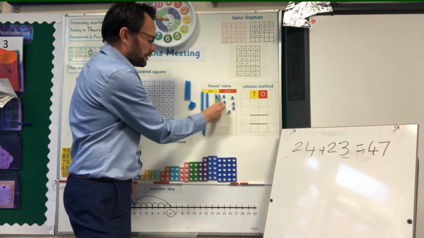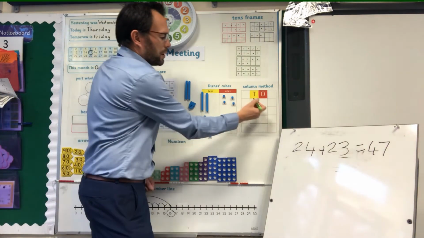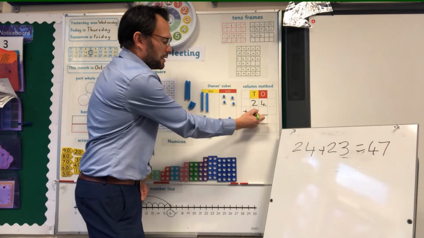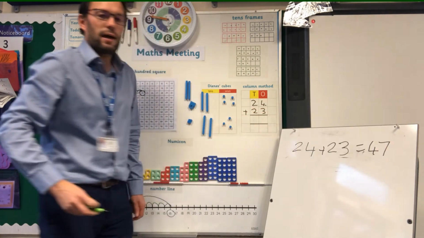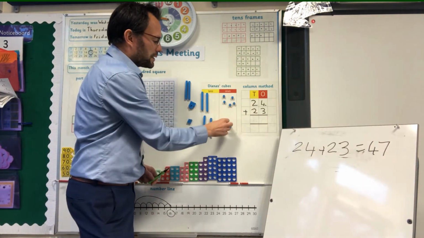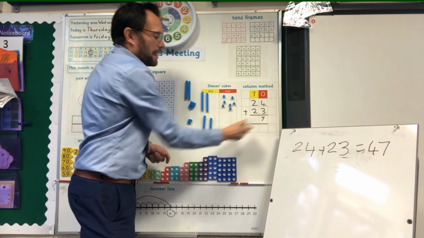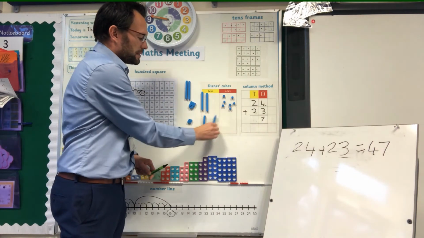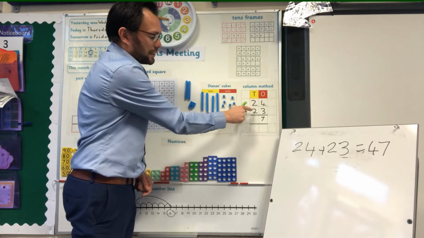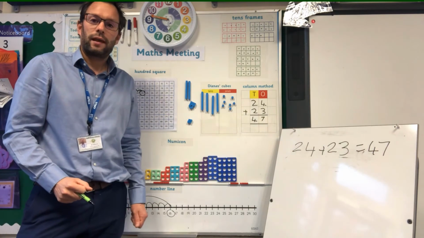So if we go back to our 24 and our 23, to show this using the column method, we would put 24 there. We would add it to the 23, and then copying the same approach that we've done with our cubes, we're going to add together the 1s, and that makes 7. 4 and 3 is 7. Add together the 10s, 2 10s, and 2 10s is 4 10s, which is 40. And we can see that our answer is 47.